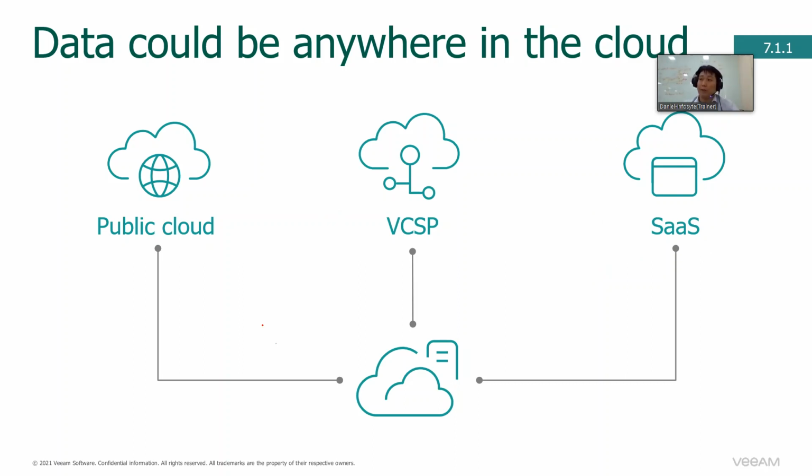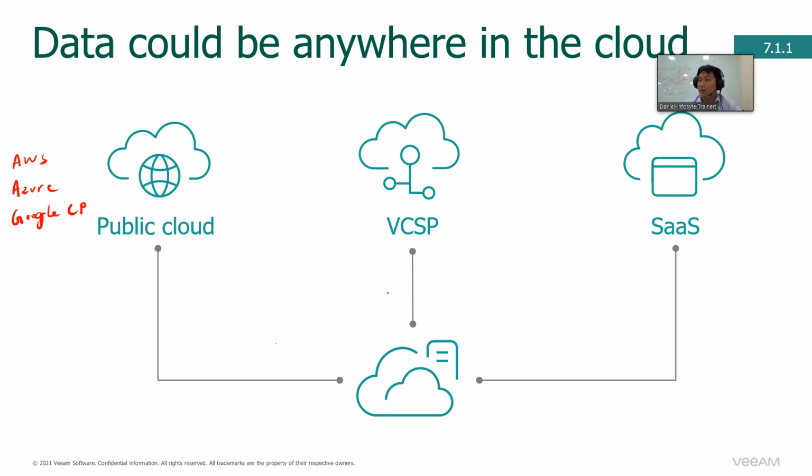The cloud native backup. So what do we have here? Usually it will be AWS, another one will be Azure, and also Google Cloud Platform, GCP. Now VCSP here stands for Veeam Cloud Service Provider. This is the one that offers Cloud Connect partner. Okay, Cloud Connect partner.